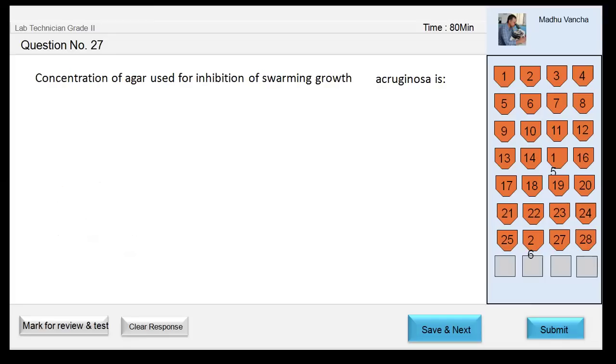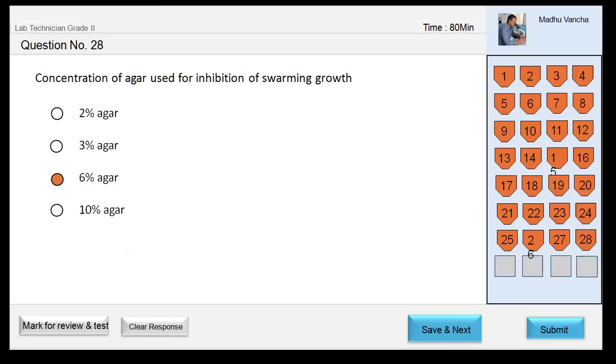Next question, concentration of agar used for inhibition of swarming growth. Option A, 2% agar. Option B, 3%. Option C, 6%. Option D, 10% agar. Here the right answer is 6% agar.